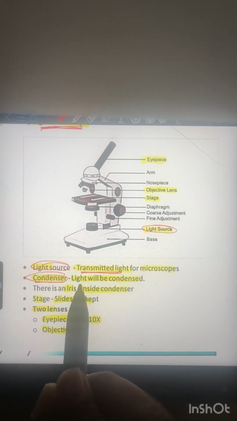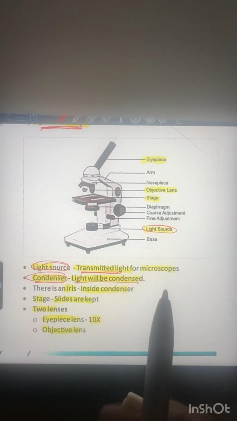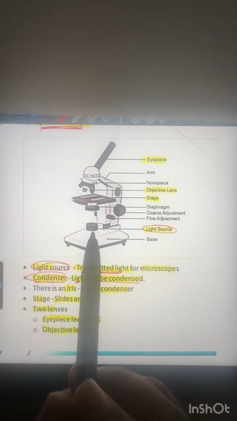So what you have over here is referred to as the condenser. And this condenser has an iris inside it, like you have an iris in the eyes to bring the light to a direction. In the same way the condenser has an iris inside it because it wants the light to come over here.